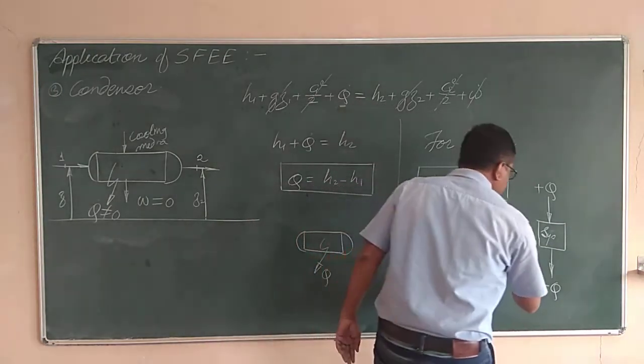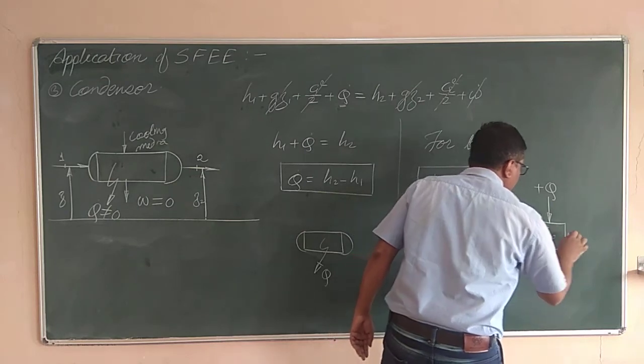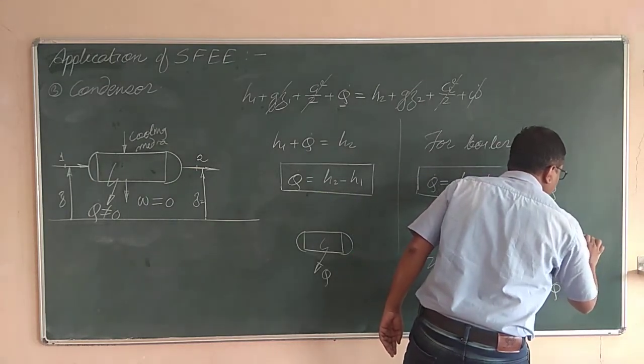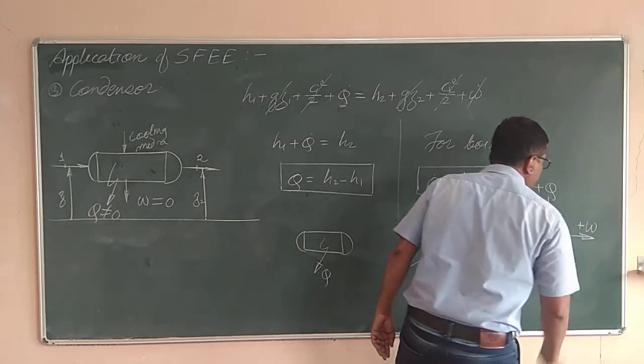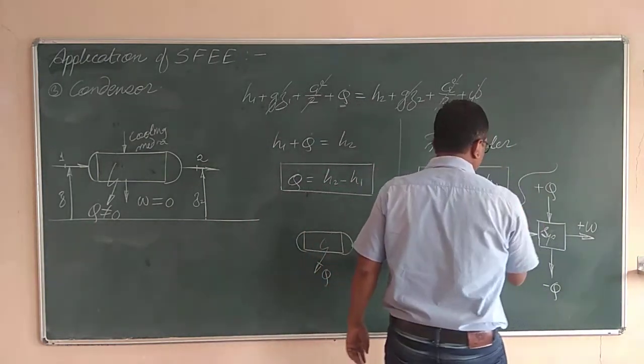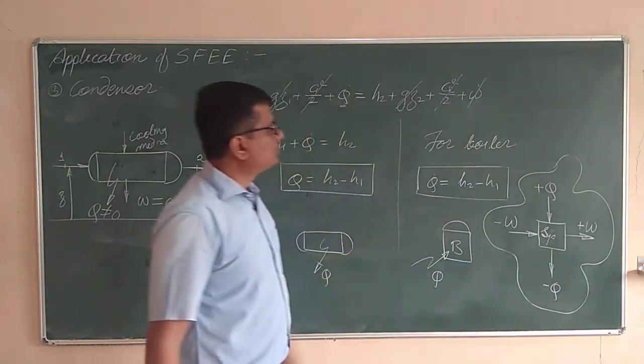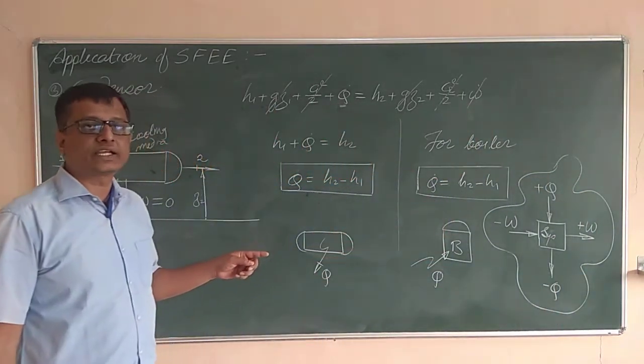If the work is absorbed by the system, that is the negative work. And if the work is given out by the system, that is the positive work. This is plus W. So you need to remember this sign convention. This is a very important parameter. We have already seen these sign conventions.